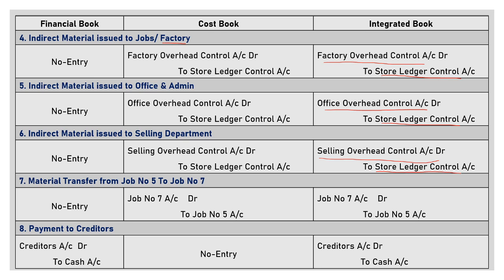Now when we do entries related to the issue of material, we debit the department where the material is transferred and credit stores ledger control account because material is transferred from the store.